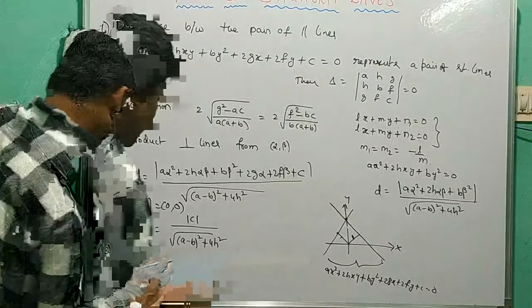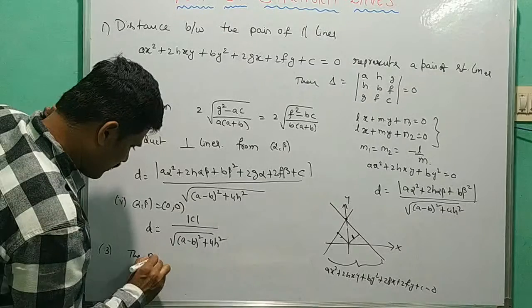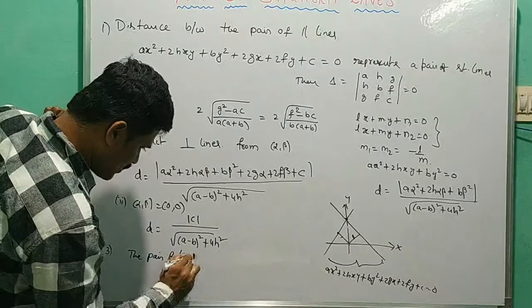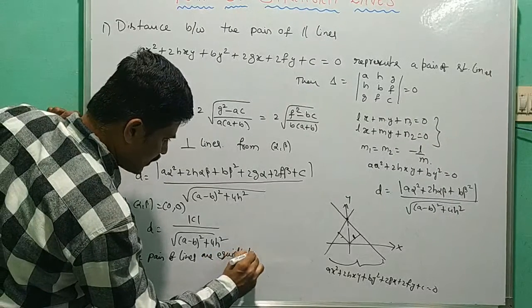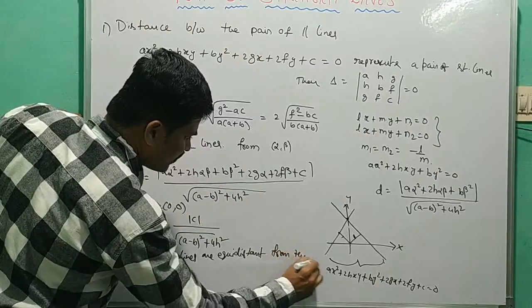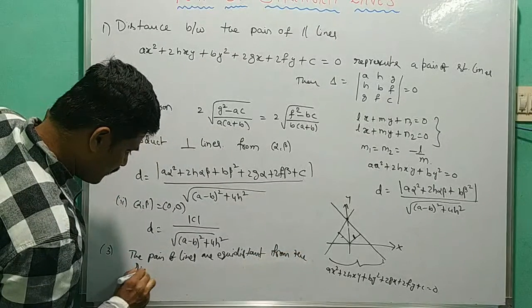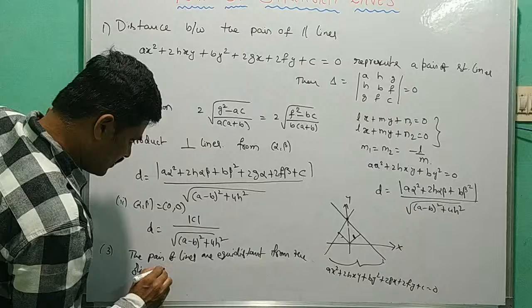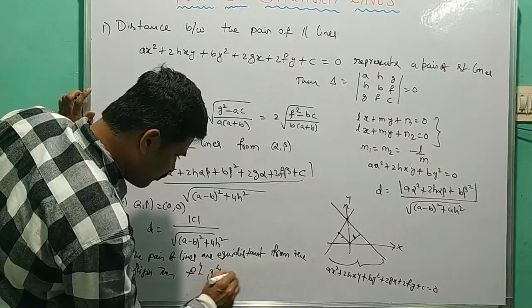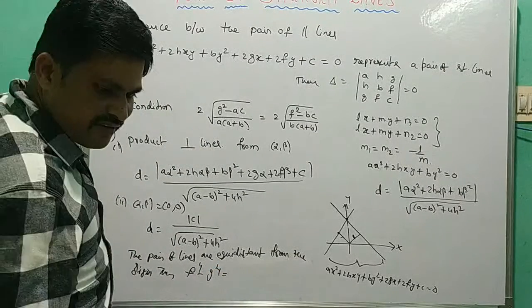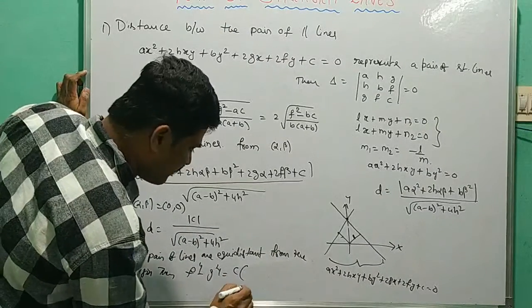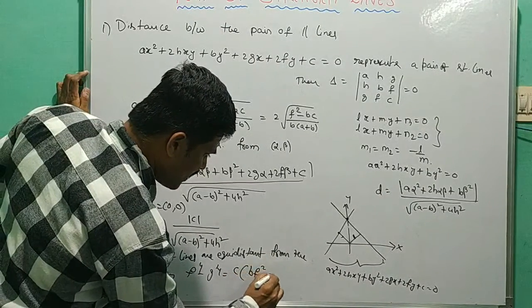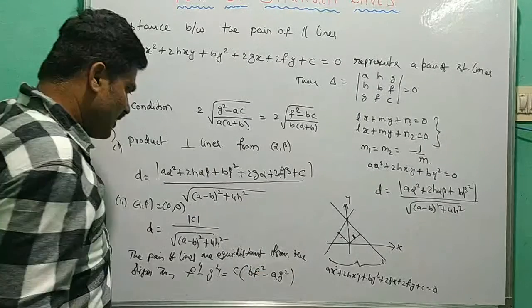If the pair of lines are equidistant from the origin, then the condition is g power 4 minus f power 4 equal to c into (b f square minus a g square). Bf square minus ag square. Important formula.